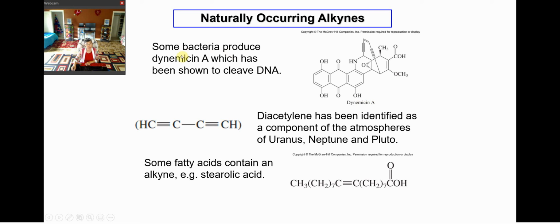Dynemicin A can be produced by some bacteria. So you can see this molecule can cleave some DNAs. Another molecule is called diacetylene. This diacetylene has been identified as a component in the atmosphere of Pluto or Neptune. And some other compounds related to triple bonds, such as in the fatty acid compounds, may be composed of alkyne triple-bonded carbons, such as this stearolic acid.